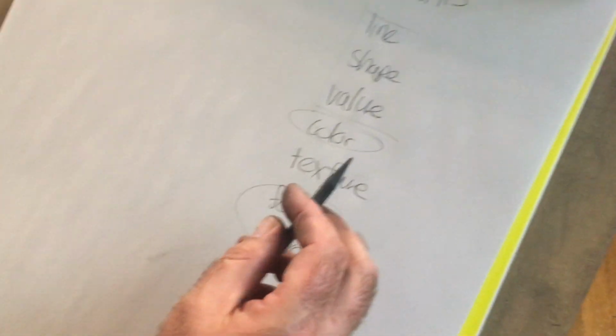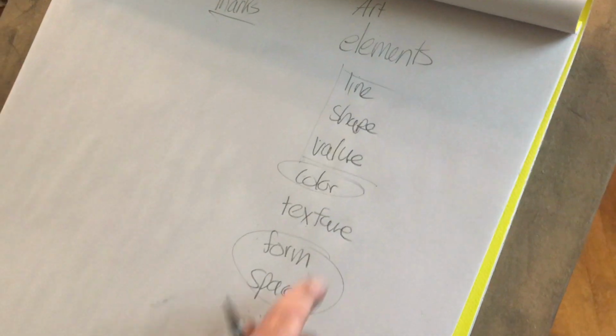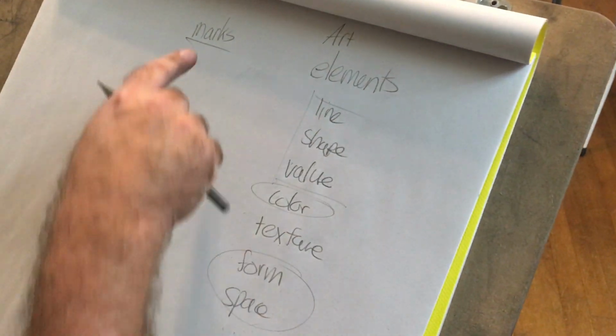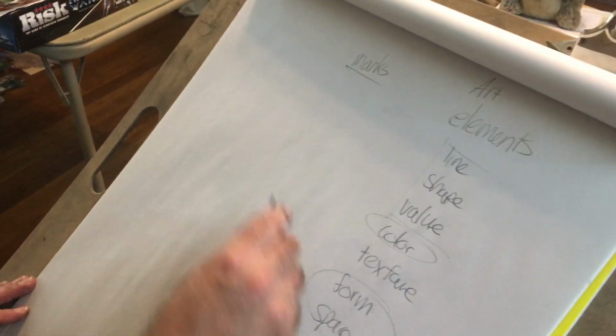The thing I want you to think about is, stop moving around. If these are the elements, right, we can think of marks. Lucy, you're moving a lot, just hold still.